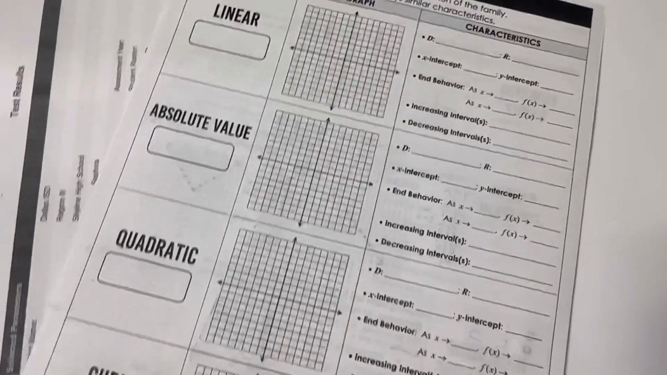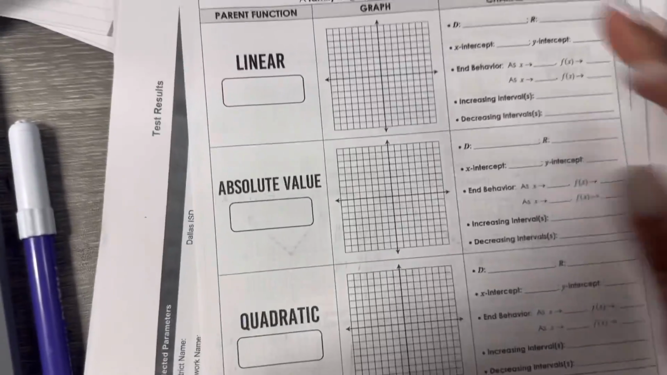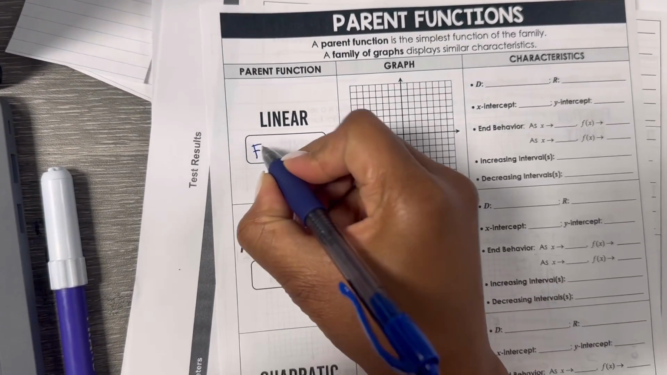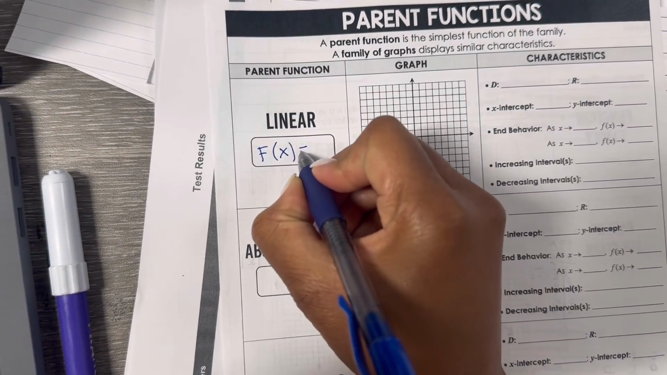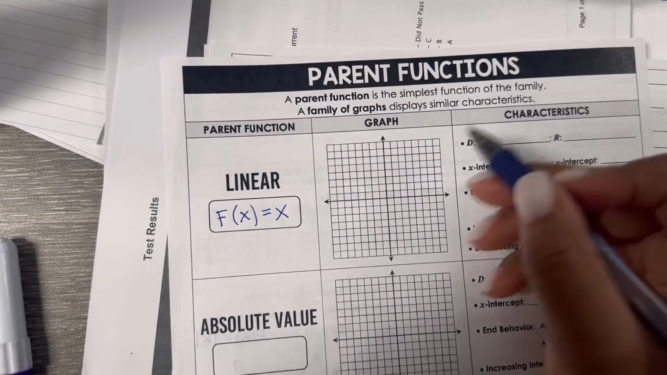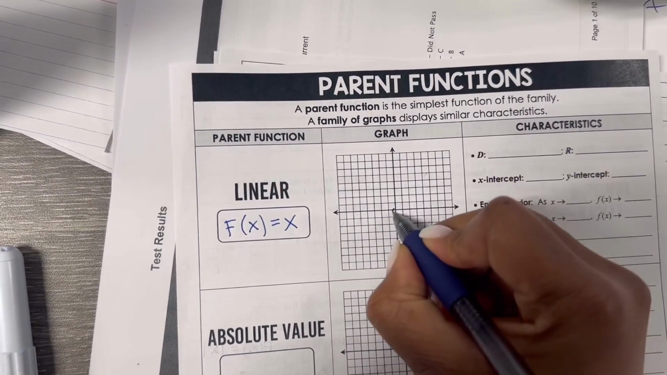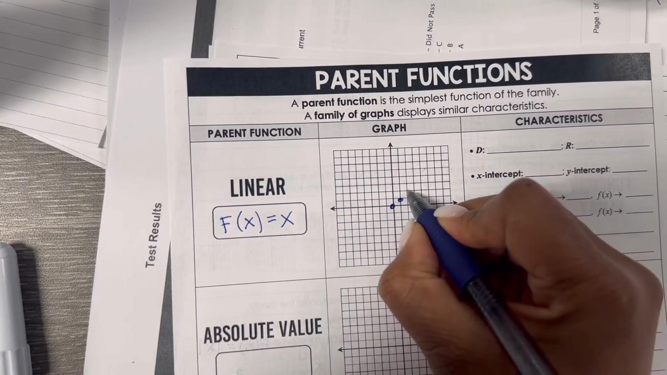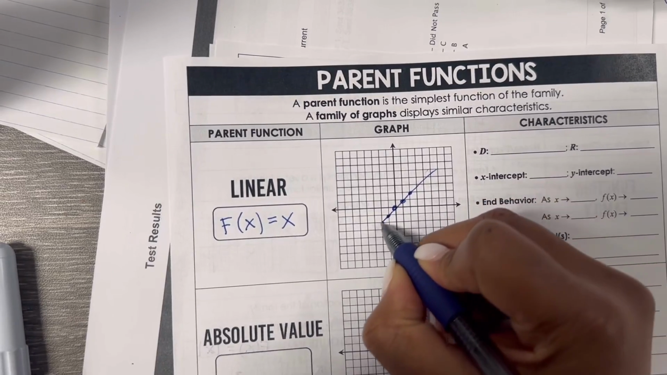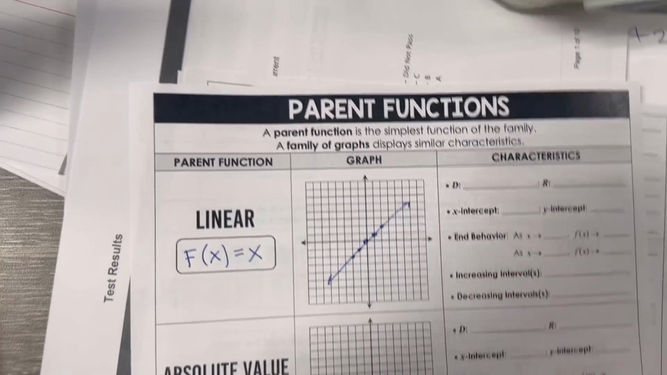We're going to go ahead and go to the next paper here. Same thing, we're just going to give more traits here. Linear. What was the equation for linear? You got it. It was f of x equals x. Go ahead and regraph that for me, please. Remember, it was a straight line, right? So go ahead and give me that straight line.